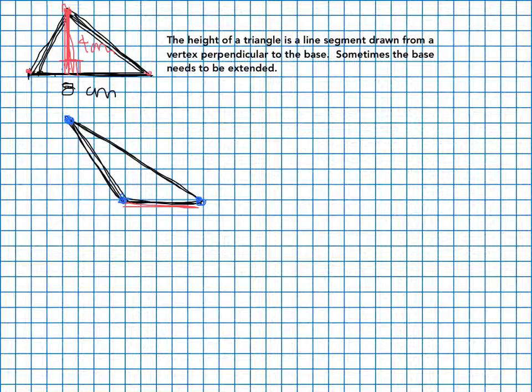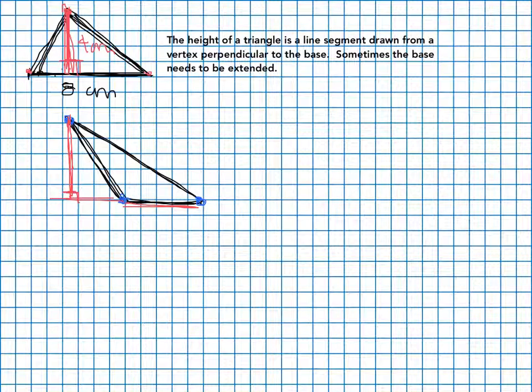So if I draw one from here, does that intersect with my base at all? No. So what I'm going to do is draw it from this vertex right here, and this is what it meant by sometimes a base needs to be extended. So I extend the base out here. So this right here, boys and girls, is my height. Weird, I know, but for some reason that's the math rule.